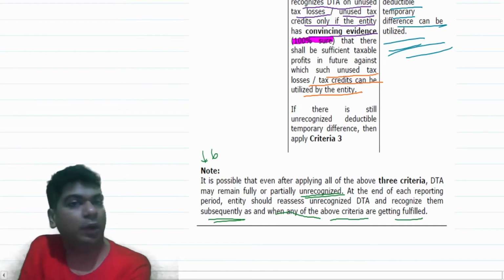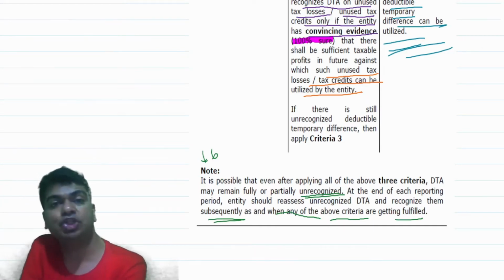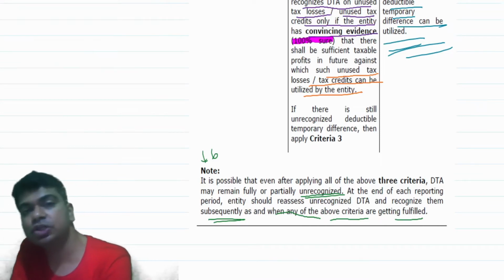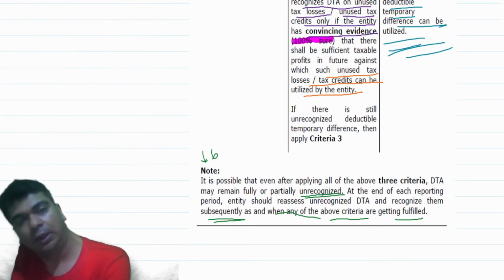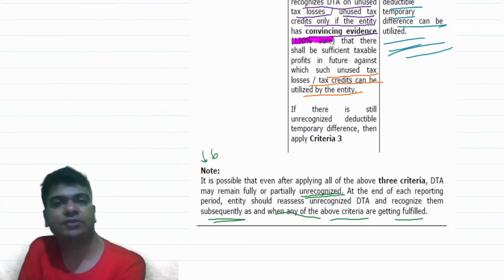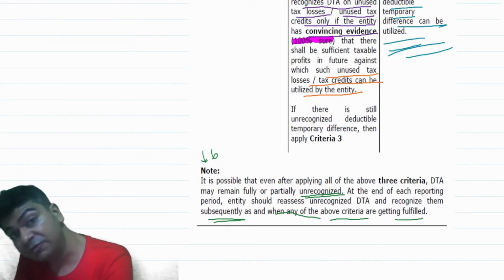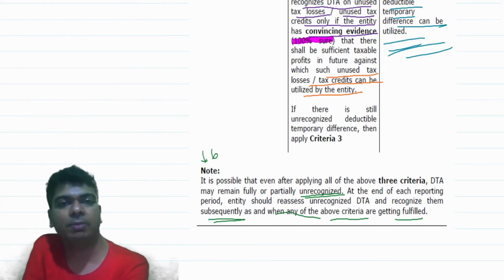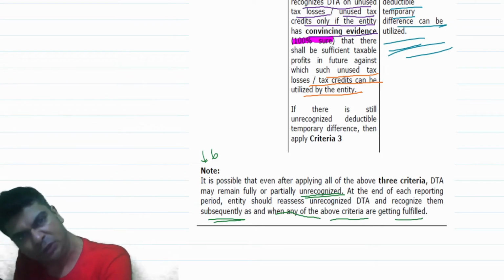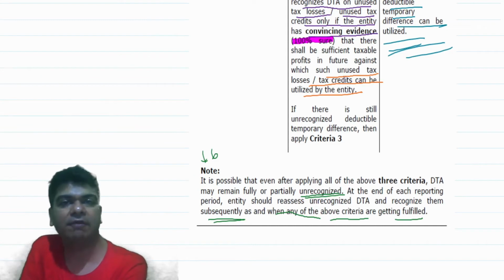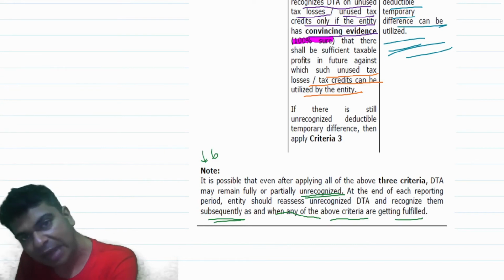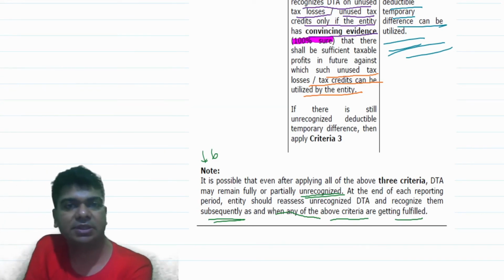In the current year, I have deductible temporary difference, but I do not have sufficient taxable temporary difference. I am not sure about future taxable income. I do not even have tax planning opportunities. So I will not recognize the DTA. Next year, again, I will ask myself, do I have sufficient taxable temporary difference? If your answer is yes, then the DTA which remained unrecognized in the previous year can be now recognized in the current year. So whenever any of these 3 steps are getting fulfilled in that particular year, by year I mean the assessment year, in that particular assessment year, I will recognize the DTA.